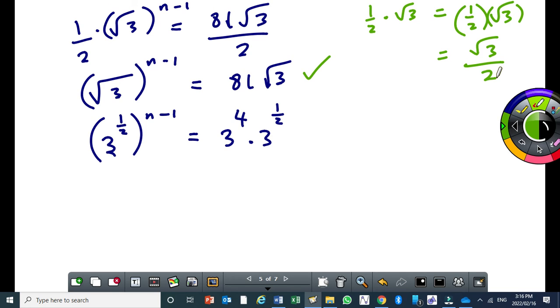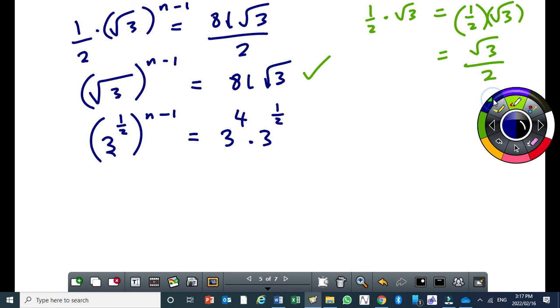Then from this step now, I need to create a common base. So I convert square root of 3 to 3 to the power of a half, convert 81 to 3 to the power of 4, square root of 3 to 3 to the power of a half. What is the objective? To create an exponential equation with the same what? Base. That's the objective. Are you following? Then you can multiply the exponents here. So it will be 3 to the power of half n minus a half. On the right hand side, this will be 4 plus a half, which is 4 and a half.